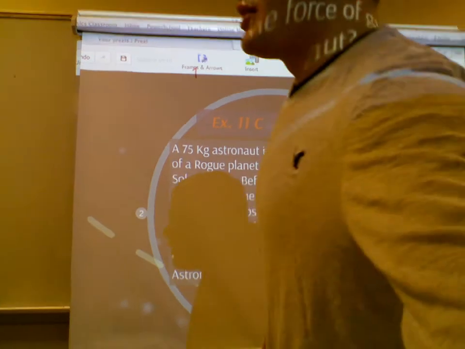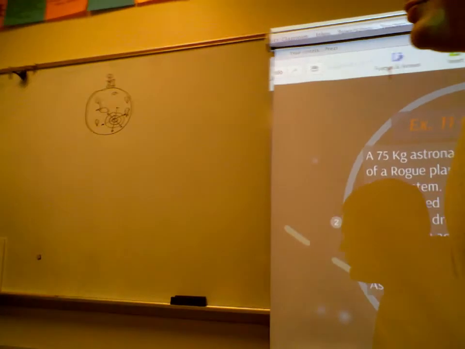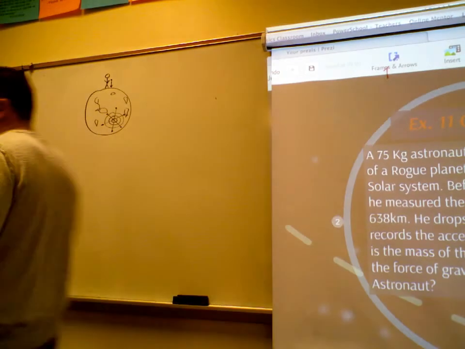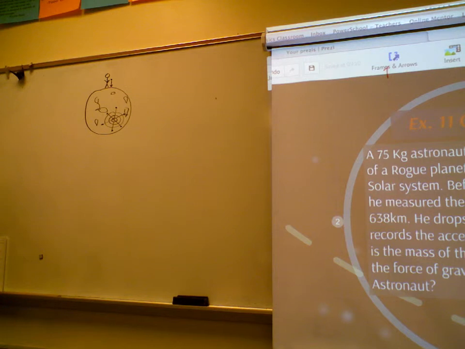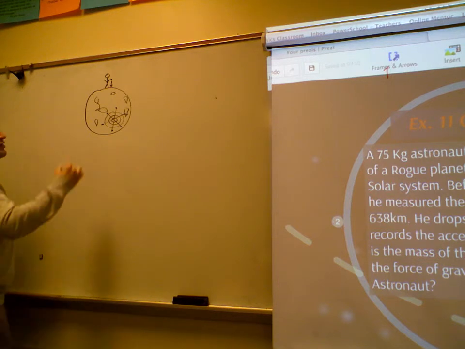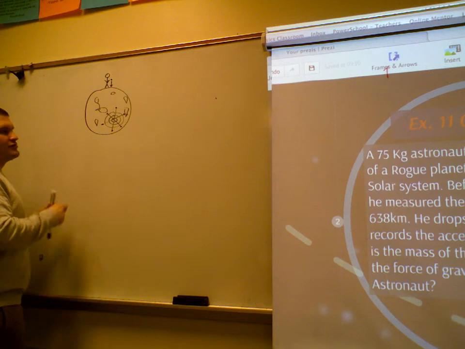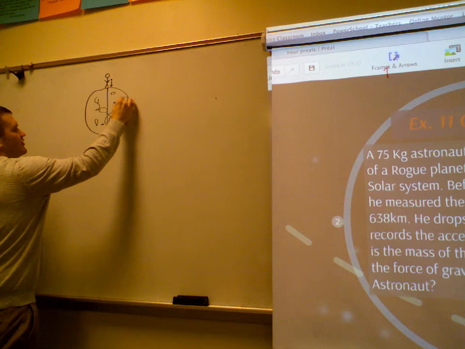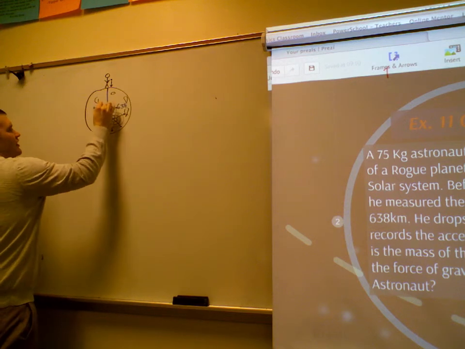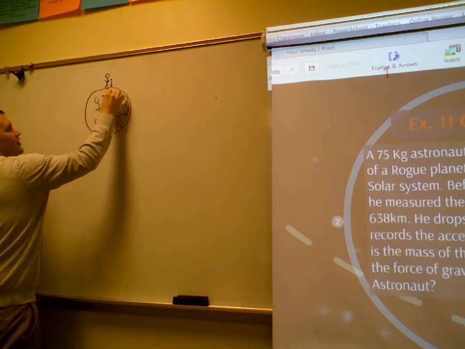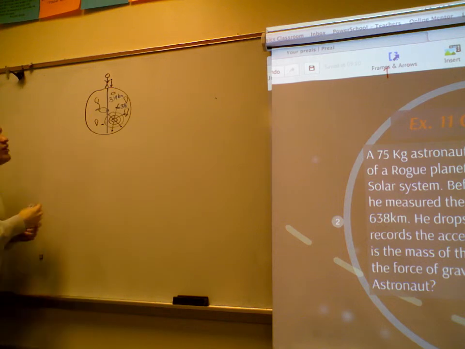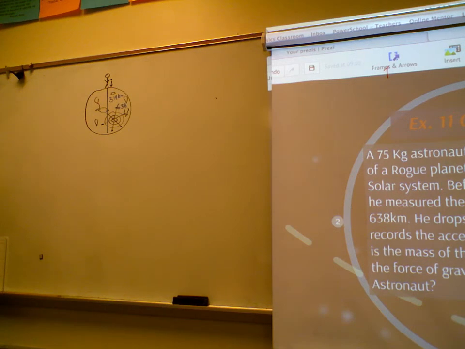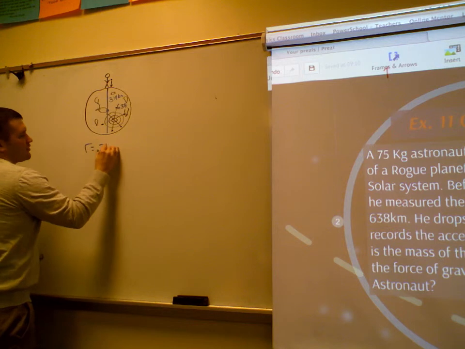So, I've drawn a little picture. Now, it says the rogue planet has a diameter of 638 kilometers, right? So that's across the whole planet. This right here is 638. We've got to cut it in half to get 319 kilometers. Now, this is not to scale, otherwise that is a very tall astronaut. So, 319 kilometers. We've got to make that meters. So, the radius is 319 kilometers.